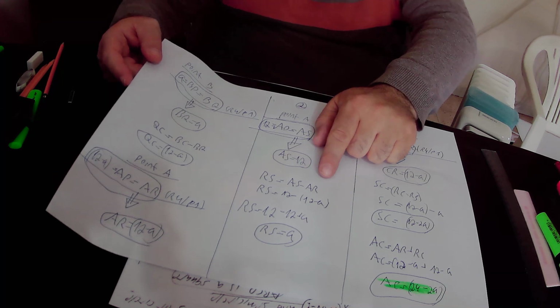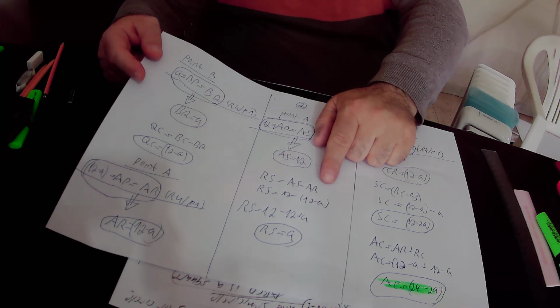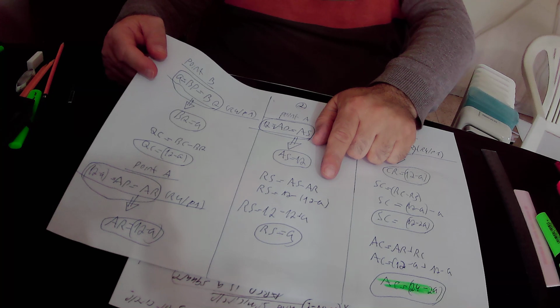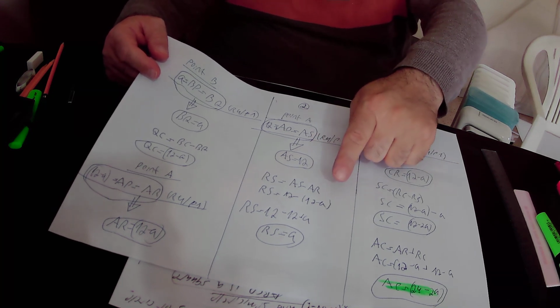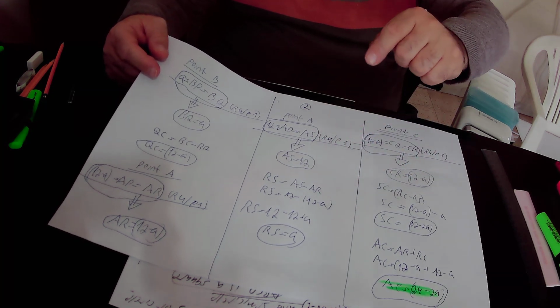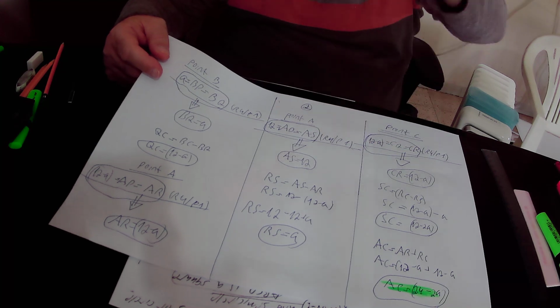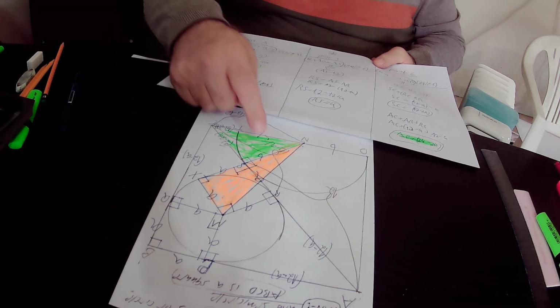AS equals 12. AR equals 12 minus A. So in conclusion, RS equals 12 minus 12 plus A. 12 minus 12 is 0. So we found out that RS equals A.